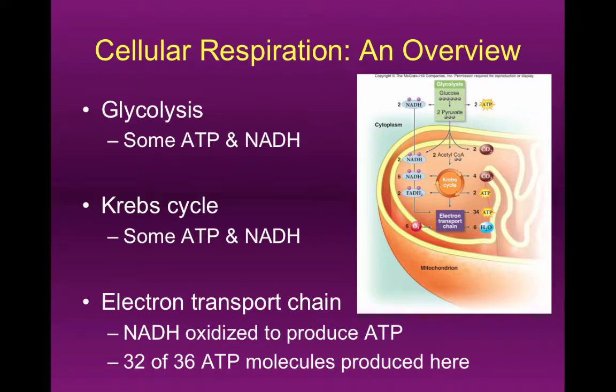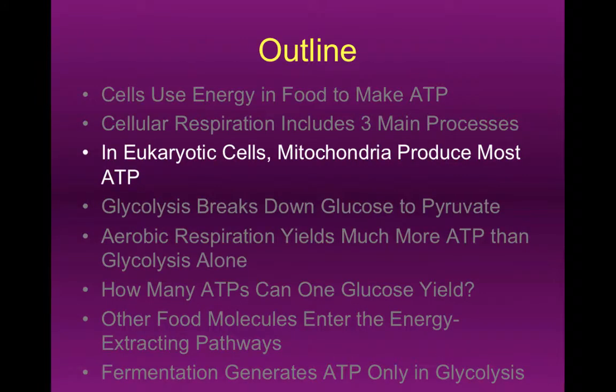Okay, so most of the ATP we're producing in this process does occur in the electron transport chain, which I'll refer to typically as the ETC. The rest of the ATP that's made, 4 in the Krebs cycle, 4 in glycolysis, is a relatively minor component. So most of the ATP does come out during the electron transport chain.